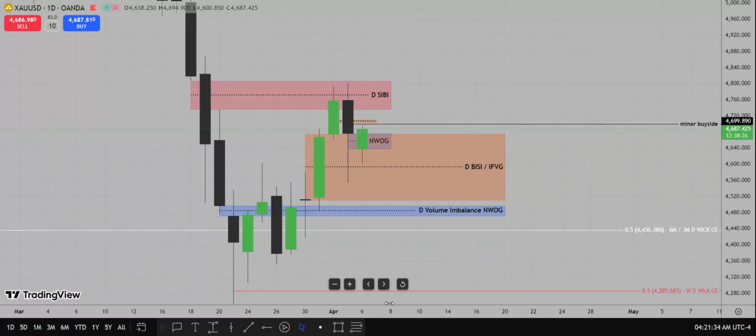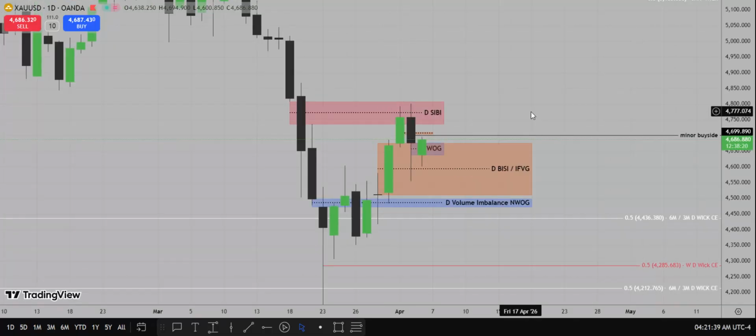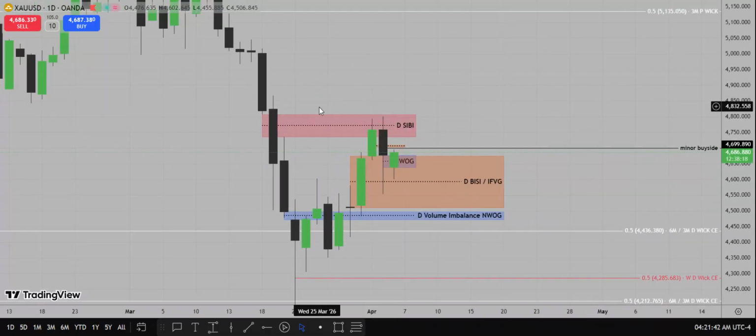Today is the 6th of April 2026. I had earlier talked about this level here. This is the daily sell side imbalance, buy side inefficiency. That means these are fair value gaps to the downside. Okay, that's how you know these concepts. There's also the one that you'll see for the upside, and it's this one here, the daily buy side imbalance, sell side inefficiency.